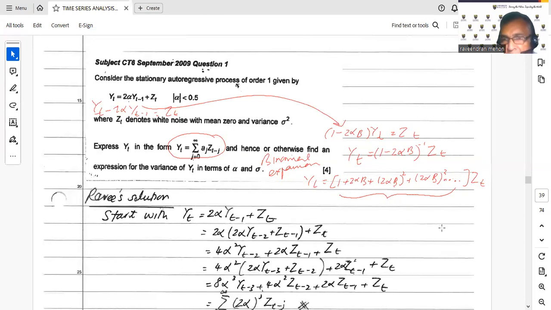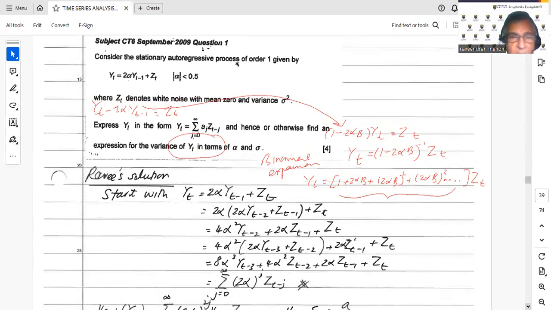So you can see what I wrote. I started with this, and I'm not going to erase it. I started with this, folks, and I went here. This is my question. And then you can see what I've done here. I have 2 alpha, and then I have yt minus 1. This yt minus 1 will be 2 alpha yt minus 2 plus zt minus 1, correct? That's all I've done here.